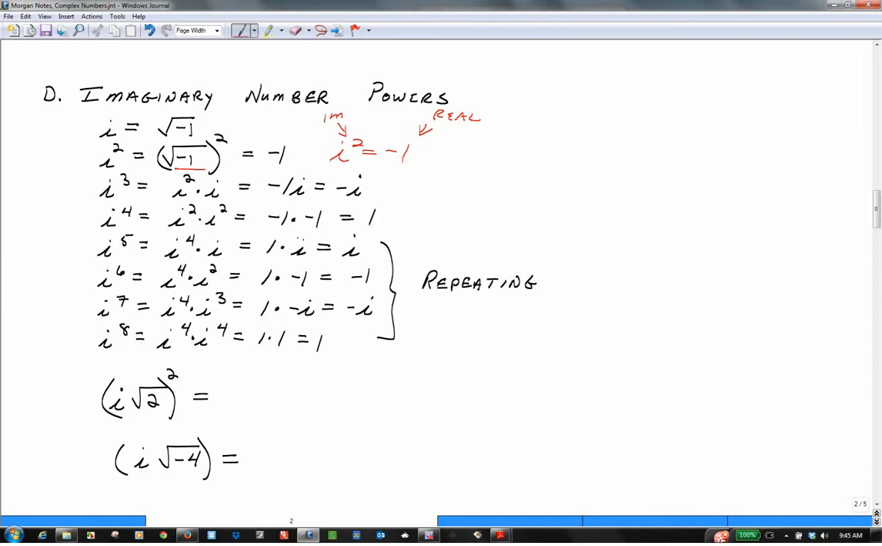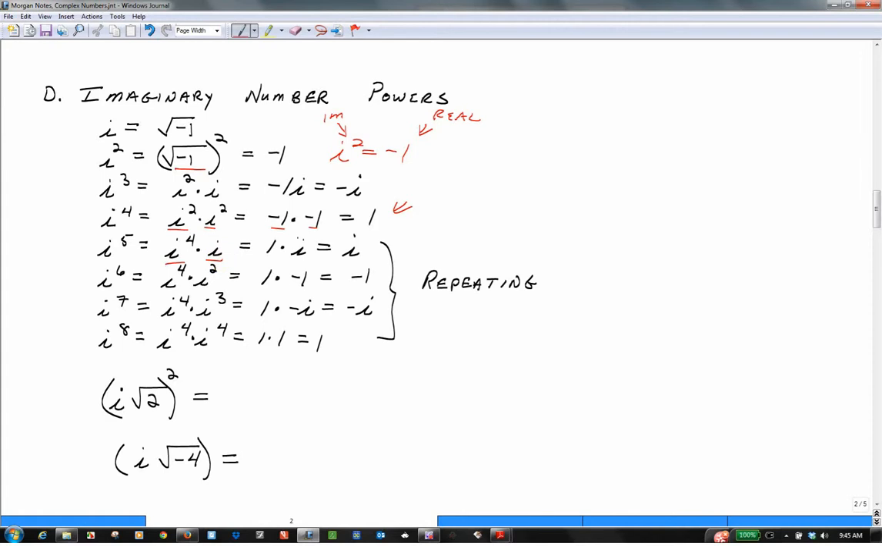i to the fourth is equal to i squared times i squared. Well, i squared, we already proved up here, was a negative 1. Negative 1 times negative 1 is 1. So look what happens: i to the fourth is simply equal to 1. Like I said, don't memorize them, just figure them out. And then it just repeats, because I could think of i to the fifth as i to the fourth times i. i to the fourth is 1, so 1 times i is i. So they just repeat over again, but you can figure that out by the powers.